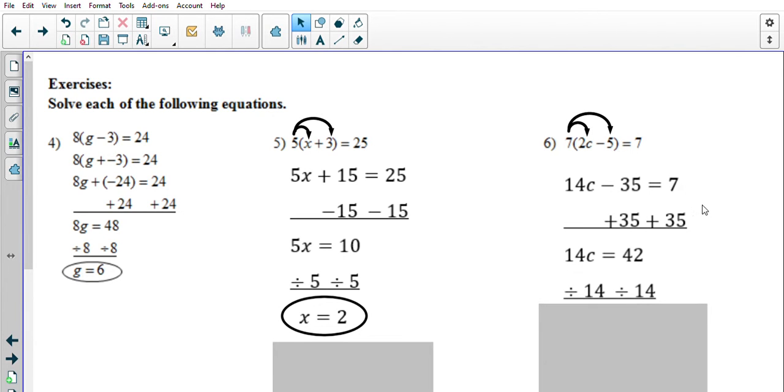Divide both sides by 14, and we will end up getting 3 for our solution. Again, the way I would check this, I do 2 times 3 to get 6, minus 5 is 1. 1 times 7 gets me 7.